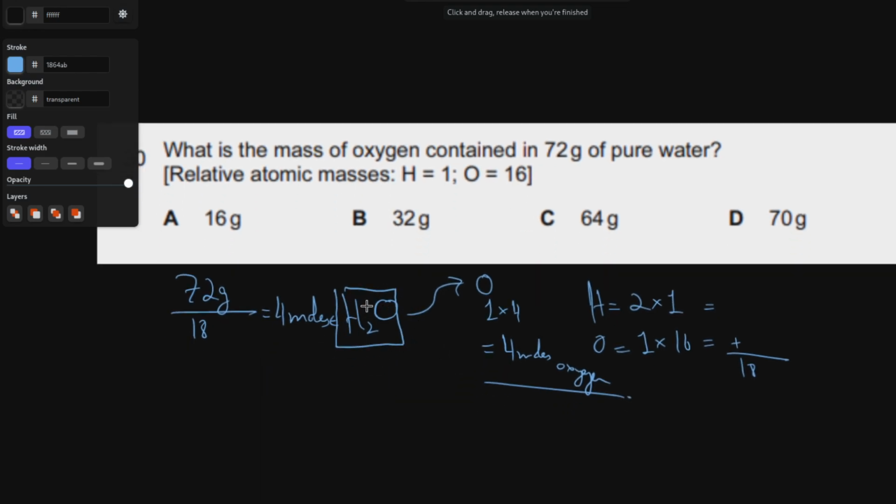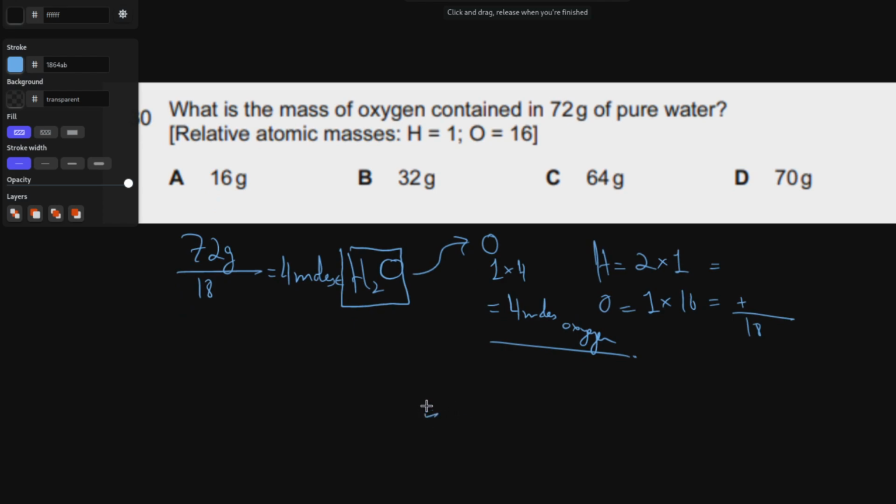Because this entire particle has 1 oxygen and we know that there are 4 moles of this entire particle, that means that there will be 4 moles of oxygen present. Now let's use the formula once more and try to figure out the amount of oxygen that is present.